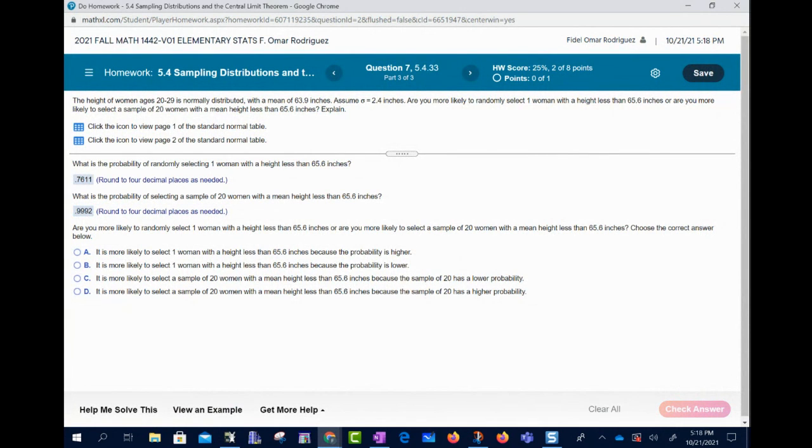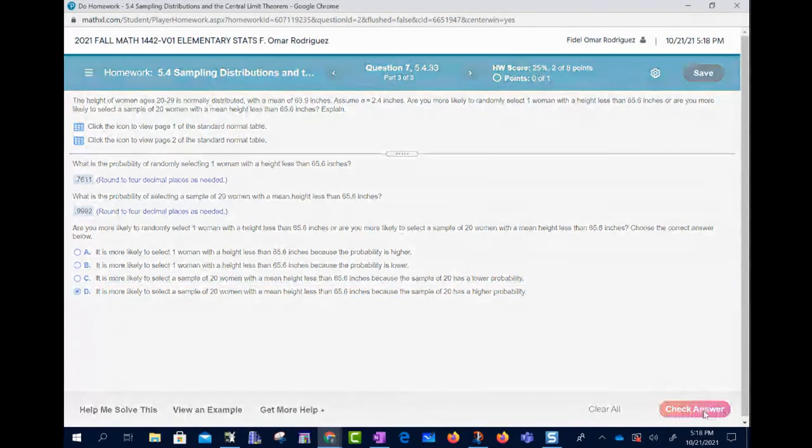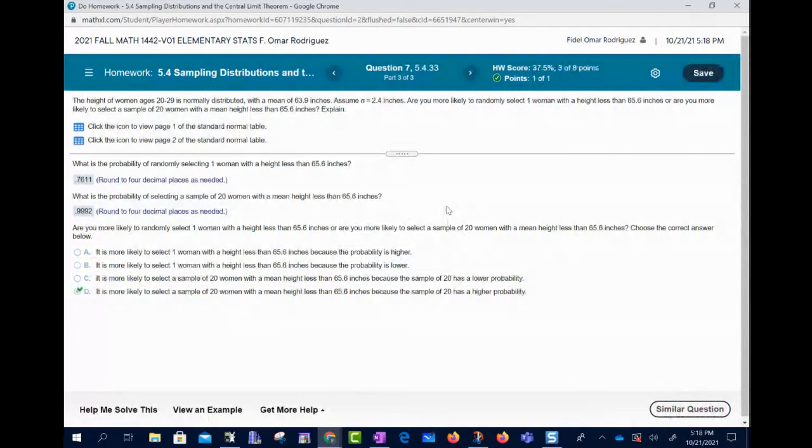Obviously the sample of 20, right? So we're going to say it's more likely to select a sample of 20 women in the mean height because the sample of 20 has a higher probability. Yes, it does, right? So then I'll check my answer here, and we got it.